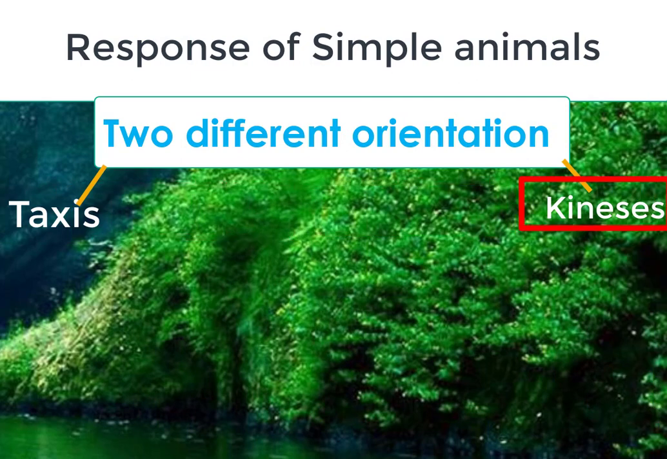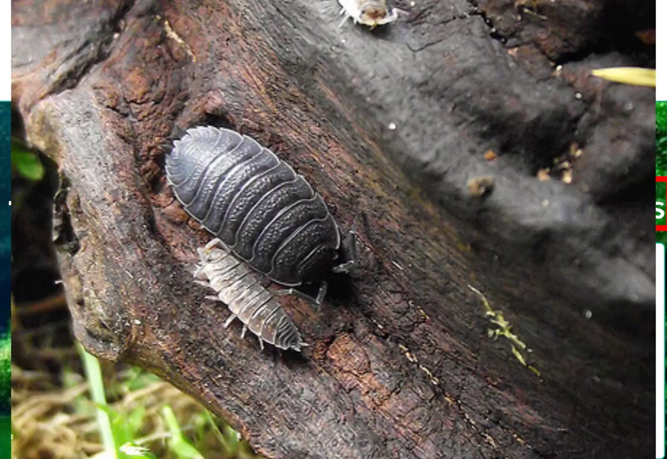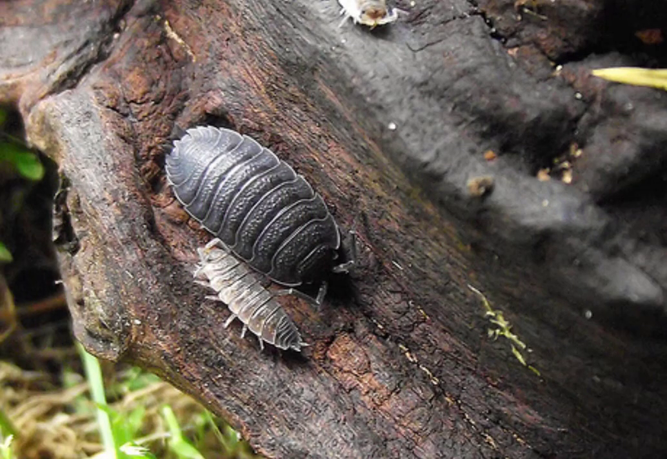The second orientation type of response that simple animals use is kinesis. Kinesis is a non-directional movement of organisms in response to a stimulus, either a fast or slow rate of movement to get or avoid the stimulus randomly. For example, woodlice, or small land-dwelling crustaceans, increase their rate of movement in bright light.